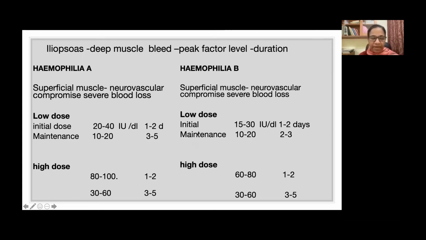Same for hemophilia B. And if the patient is having a severe bleed, not responding to your initial factor level, or a severe bleed in shock, you are justified in giving 80 to 100 IU per deciliter for 1 to 2 days, followed by 30 to 60 for 3 to 5 days, and 60 to 80 in case of hemophilia B, high dose pattern, and 30 to 60 for 3 to 5 days. Depending upon the clinical condition of the patient and the nerve involvement, we can extend the period in case of deep muscle bleed; that we have to individualize.